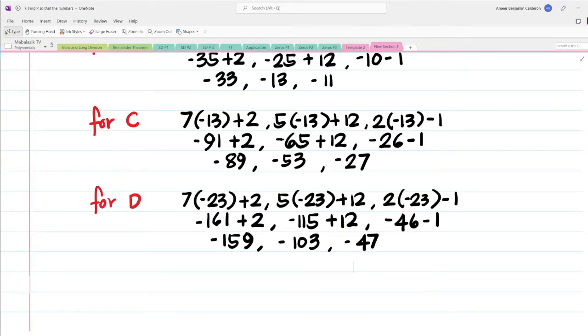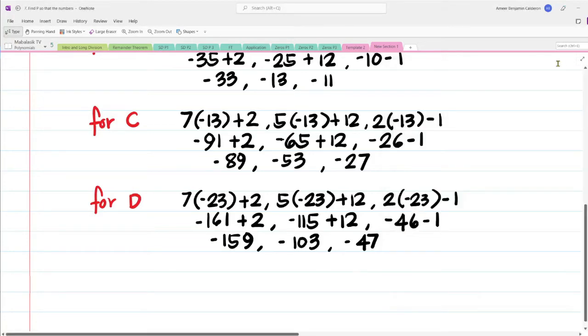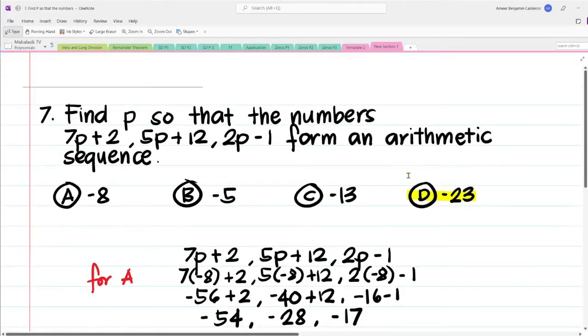So let us check the differences. So 159 minus 103, 56. 103 minus 47, also 56. So, ibig sabihin, di ba, yung difference nila, common. So, therefore, negative 23 is the value of P such that these numbers will form an arithmetic sequence. Number 8.